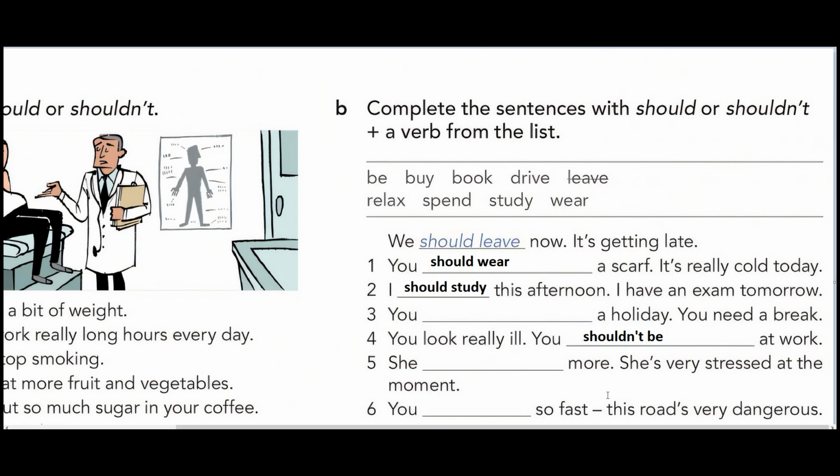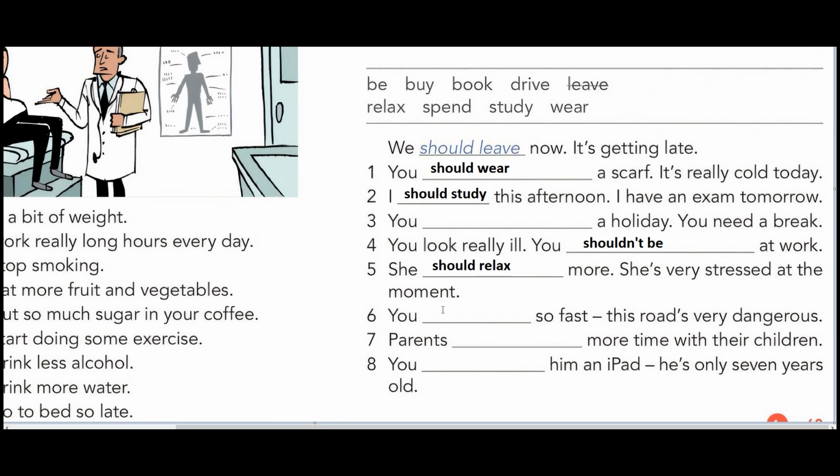Number 5, she's very stressed at the moment. She should relax more. She's very stressed at the moment. Number 6, you shouldn't drive so fast. I think it's obvious here. You shouldn't drive so fast. These roads are very dangerous. Parents should spend more time with their children.